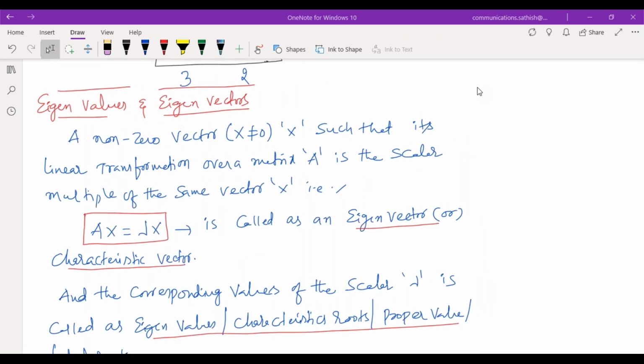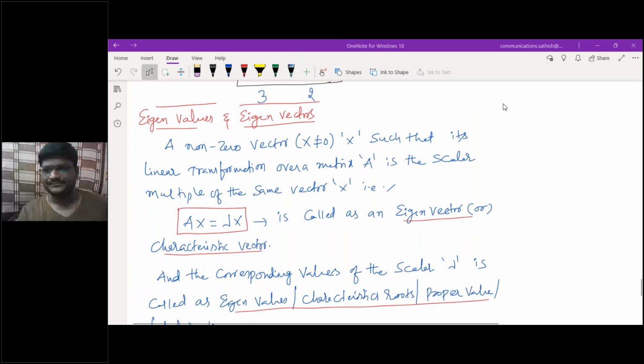If you consider properly, a non-zero vector. What do you mean by that? Non-zero means it is not equal to 0. Am I correct or not? Yes, sir. So the eigenvector does not equal 0. It is not a zero vector, it is a non-zero vector.